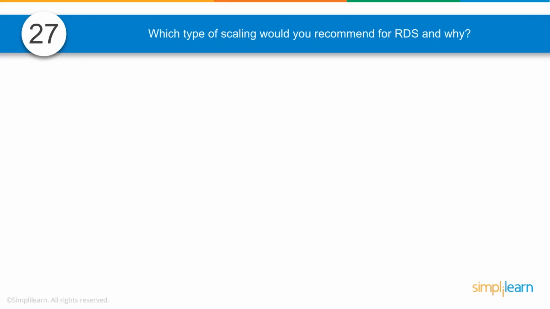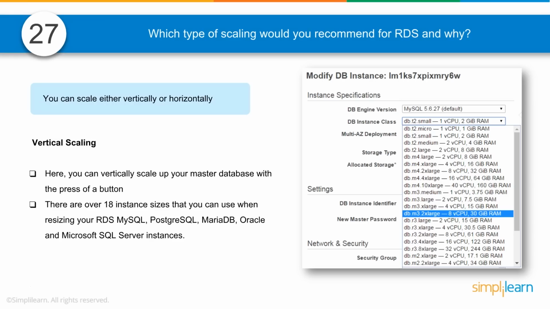Talking about autoscaling, how will you understand the different types of autoscaling? The interviewer might ask this question: which type of scaling would you recommend for RDS and why? There are two types of scaling, as you would know now, vertical and horizontal. In vertical scaling, we can scale up the master database with a couple of clicks. Alright, so that's vertical scaling.